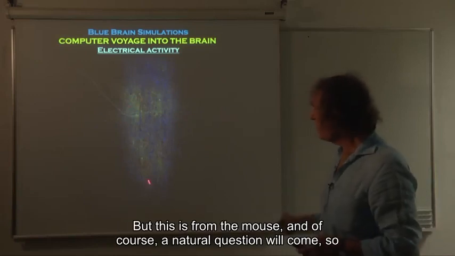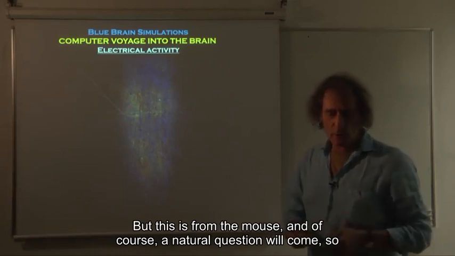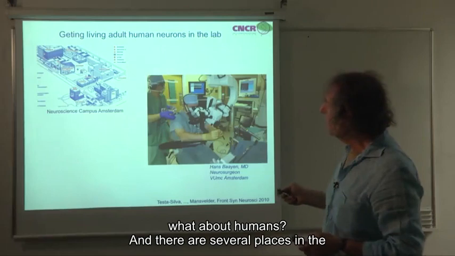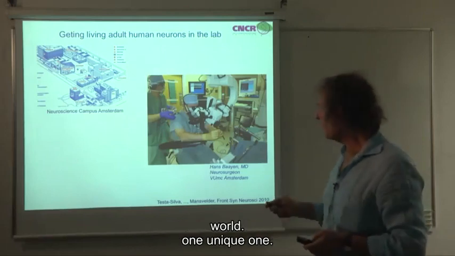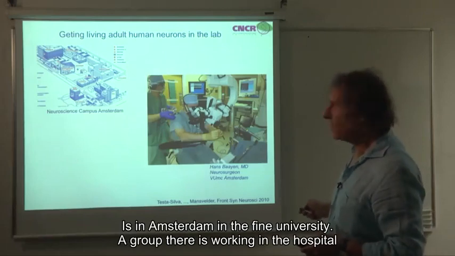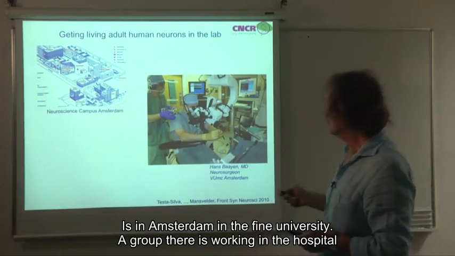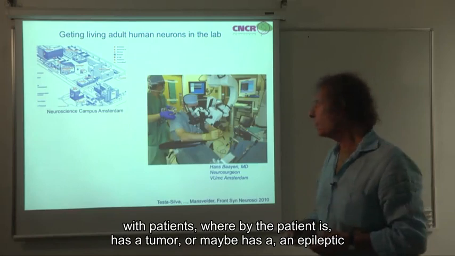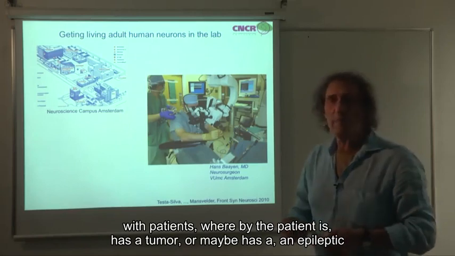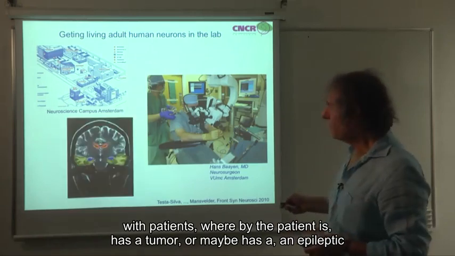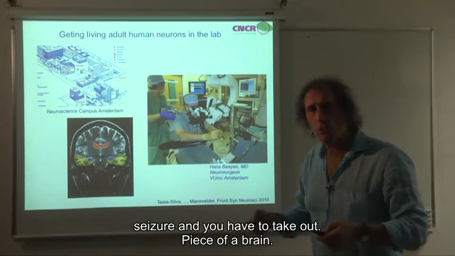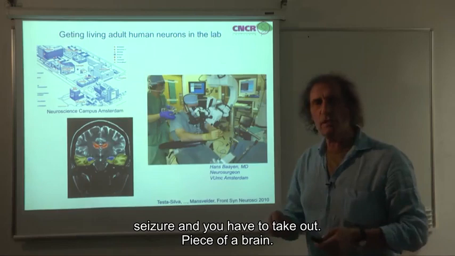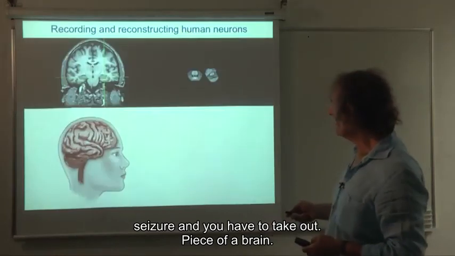But this is from the mouse, and of course a natural question will come, so what about human? And there are several places in the world. One unique one is in Amsterdam, in the Vrije University. A group there is working in the hospital with patients, whereby the patient has a tumor or maybe has an epileptic seizure, and you have to take out a piece of a brain.